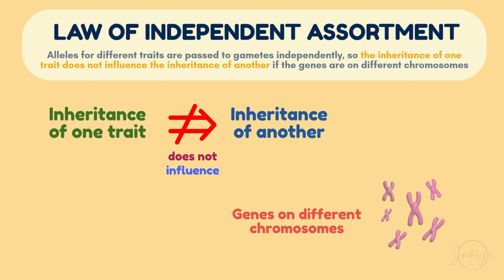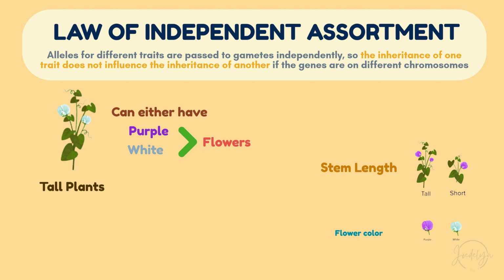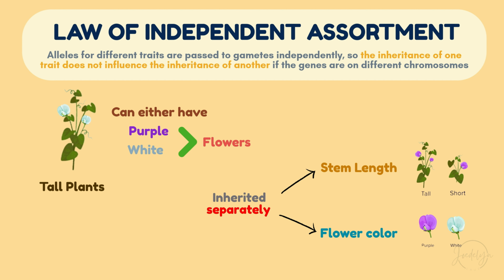So, for example, a tall plant can have either purple or white flowers. The two traits, like stem length and flower color, don't affect each other. They are inherited separately.